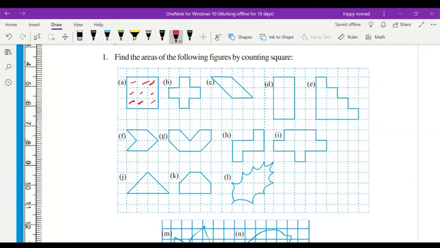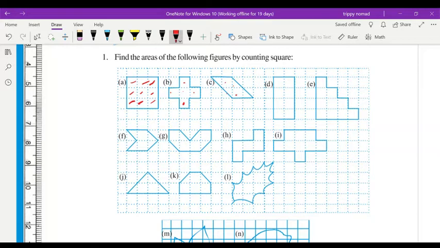And here 1, 2, 3, 4, 5. So how will you find out the area? This is the way to find out the area. And here 1, 2, half of 3, this half of 4. So what is the area of this parallelogram? That will be 4.